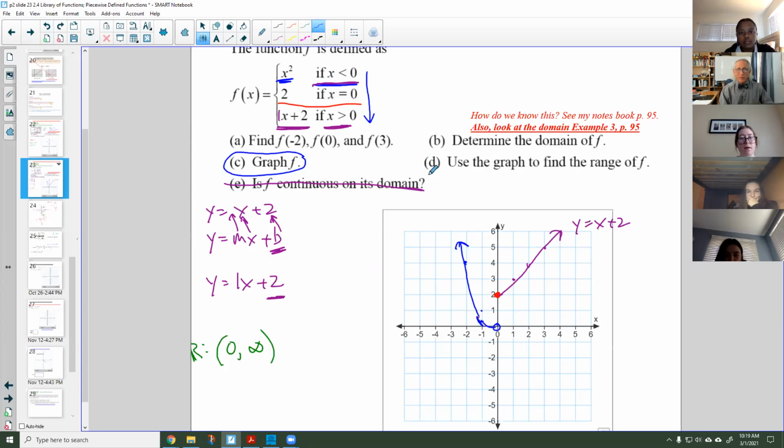And then the last thing that I did was I used the graph to find the range of the function. So what are all the y values? This one turned out there were no gaps in y values, because they're y values all the way from 0 to infinity. They started at 0 and went up to infinity. So that was the range of that function.